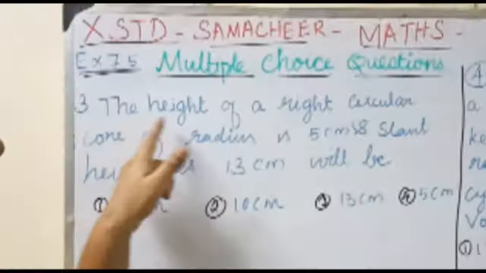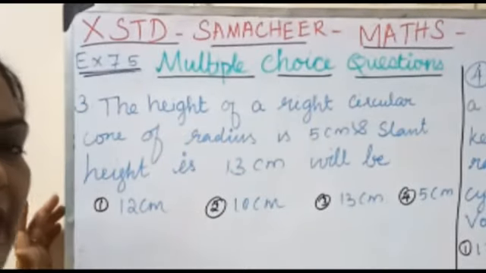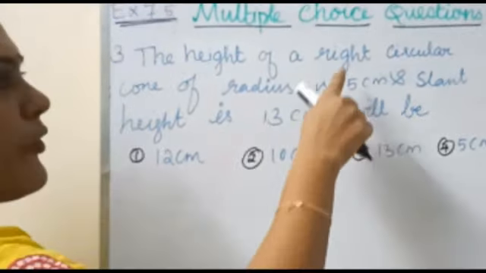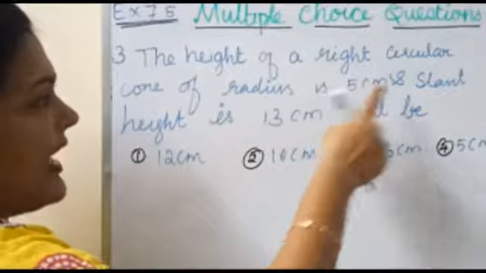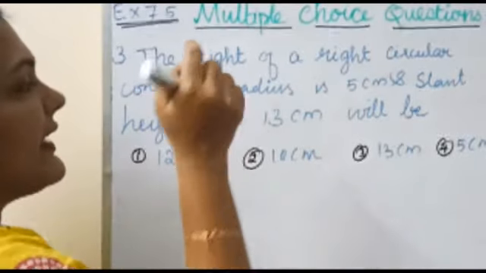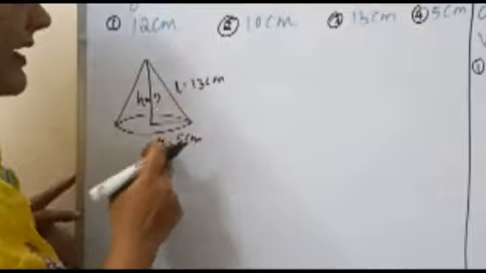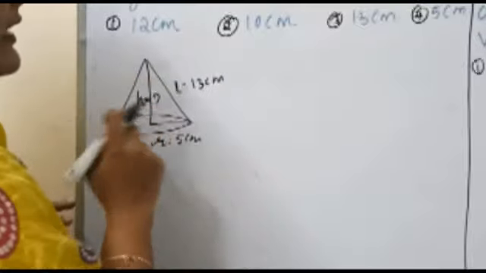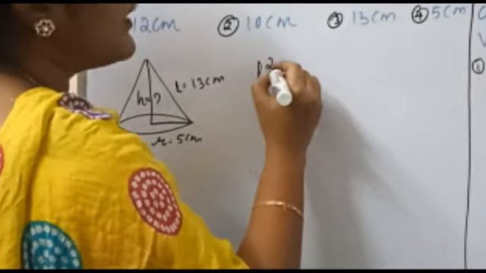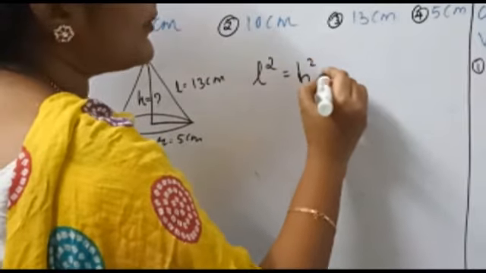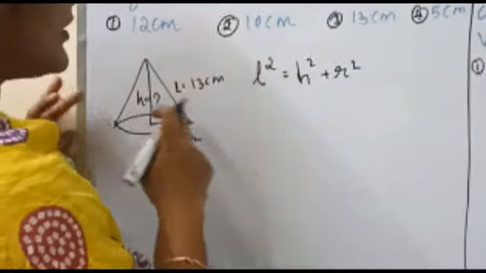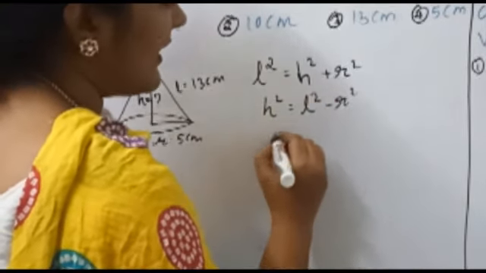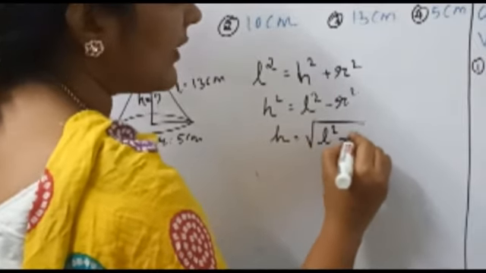Third question. The height of a right circular cone of radius 5 centimeter and slant height 13 centimeter will be. See, for a right circular cone, radius and slant height are given. You should find the height. Slant height is 13 centimeter, radius is 5 centimeter, and you should find the height of this right circular cone. So we know this relation, L square is equal to h square plus r square. From this we have to find h. So h square is equal to L square minus r square. H is equal to square root of L square minus r square.